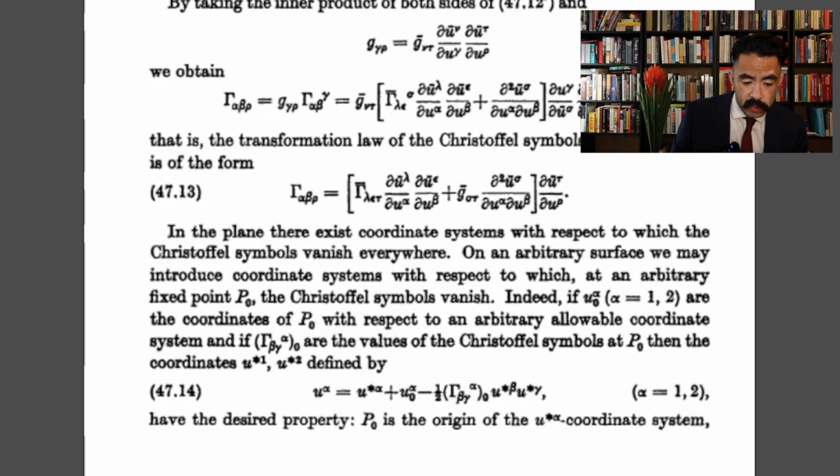Indeed, if u_0^α, where α can be 1 or 2, are the coordinates of P_0 with respect to an arbitrary allowable coordinate system, and if the quantities (Γ^α_βγ)_0 are the values of the Christoffel symbols at P_0, then the coordinates u*^1 and u*^2 defined by u^α = u*^α + u_0^α − 1/2 (Γ^α_βγ)_0 u*^β u*^γ, where α can be 1 or 2, have the desired property. That is, P_0 is the origin of the u*^σ coordinate system.